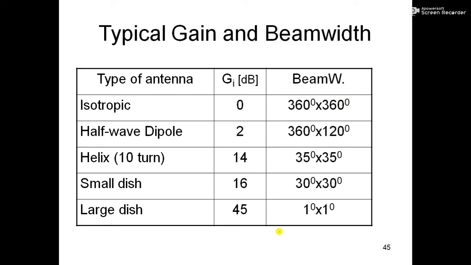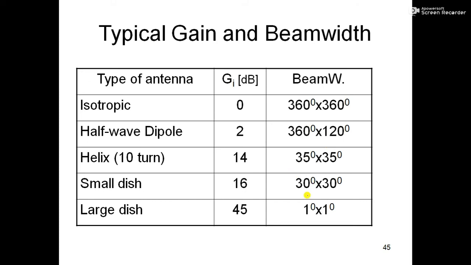As we can see here, the gain increases for different antennas. For helix the gain is 14, for small disc it is 16, and for large disc it goes up to 45. But at the same time the beam width decreases. For an isotropic radiator it is 360 by 360. For a half-wave dipole it is 360 by 120. This is theta and phi, and which one is theta and which is phi depends upon how you place the antenna. For the helix it is 35 by 35, for small disc it is 30 by 30, and then 1 degree by 1 degree, and so on.